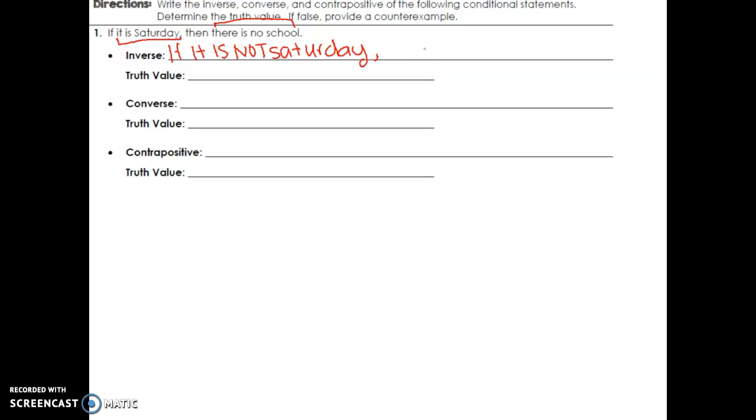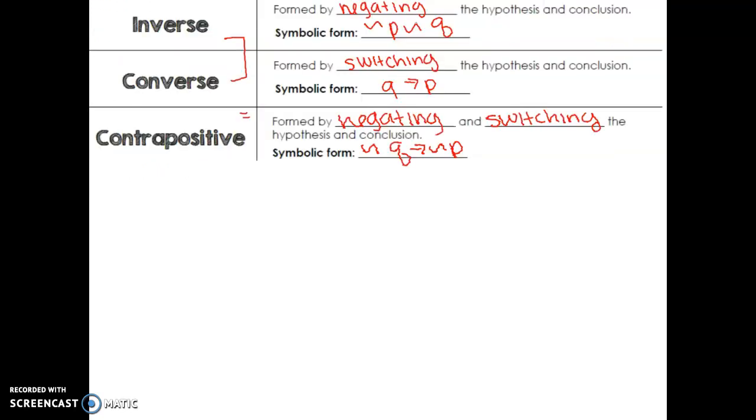Then there is no school. We have to make both of them nots. We have to negate them both. So this negating over here means make both of them not. Forgot to write that down.